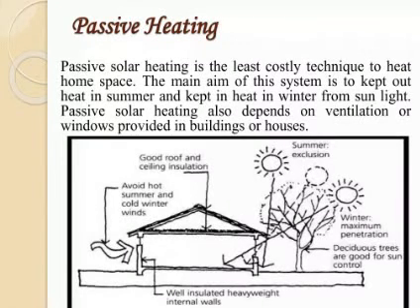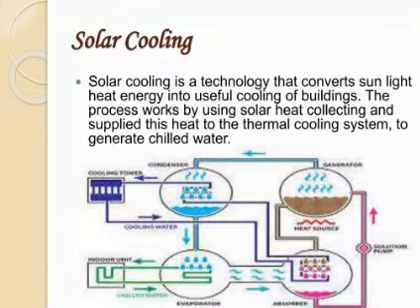The passive heating. Passive solar heating is the least costly technique to heat home space. The main aim of this system is to keep out heat in summer and keep in heat in winter from sunlight. Passive solar heating also depends on ventilation or windows provided in buildings or houses.